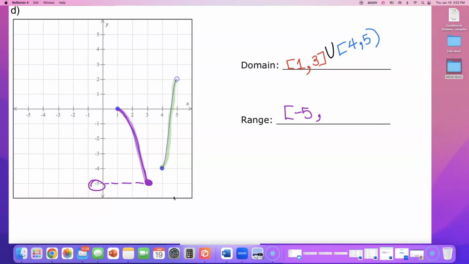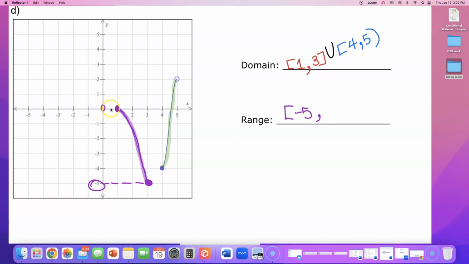And I know I said 0. I didn't say 1 because 1 is the x-coordinate, right? But when you look at how high up it is, you need to be using the y-coordinate. So I said 0 because this point right here is up at 0. Okay? So it goes from -5 to 0.